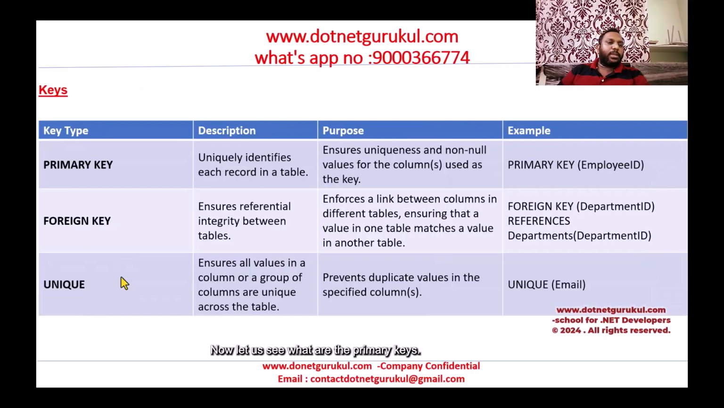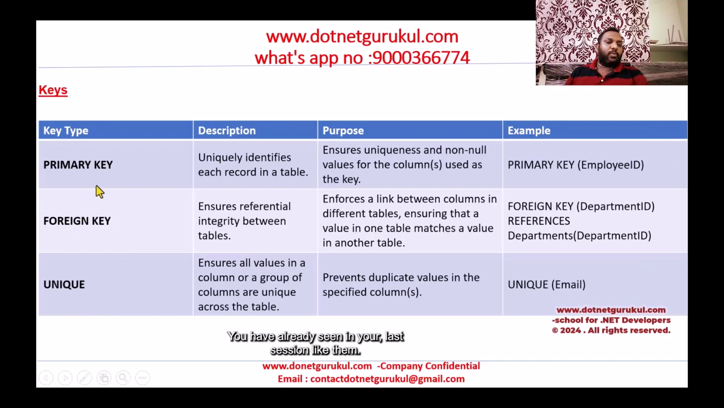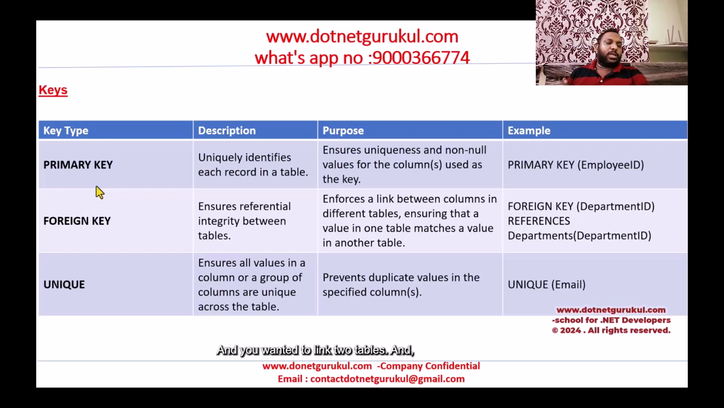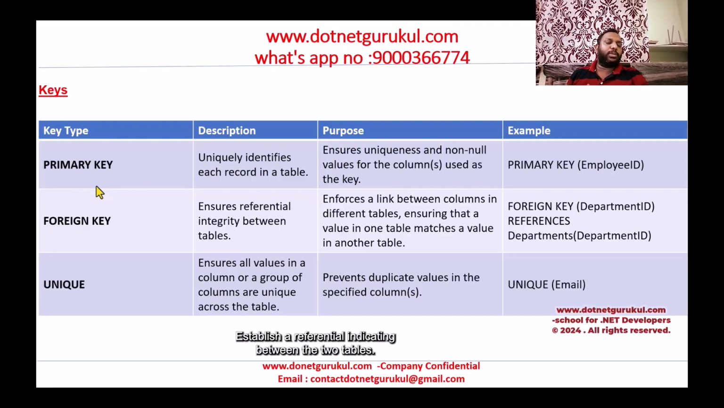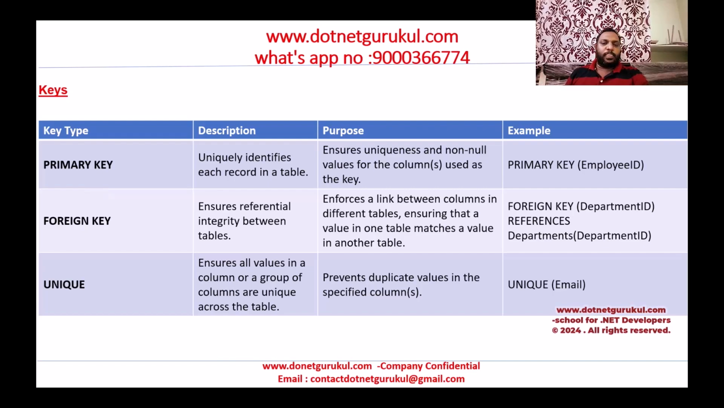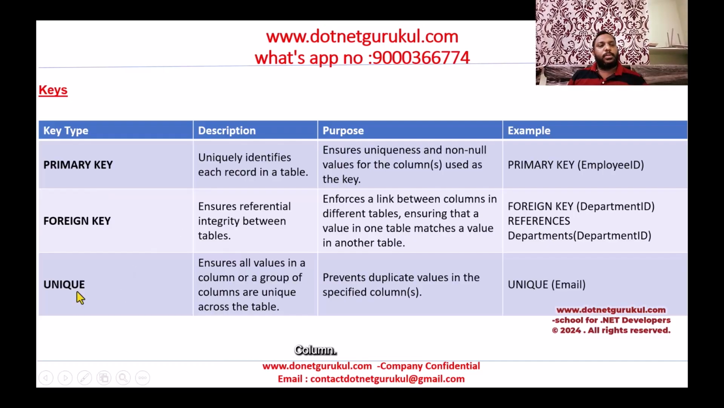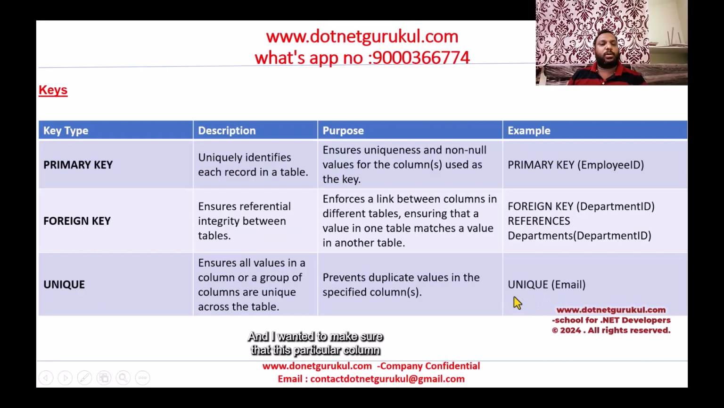Now let's see what primary keys, foreign keys, and unique key constraints are. Primary key and foreign key you have already seen in your last session: when you wanted to link two tables, establish referential integrity between the two tables and enforce the data, we use the primary key and the foreign key. A unique key constraint prevents duplicates on a particular column. For example, a unique email ID: I want to make sure this column has no duplicate email IDs, so I can use a unique constraint on email.